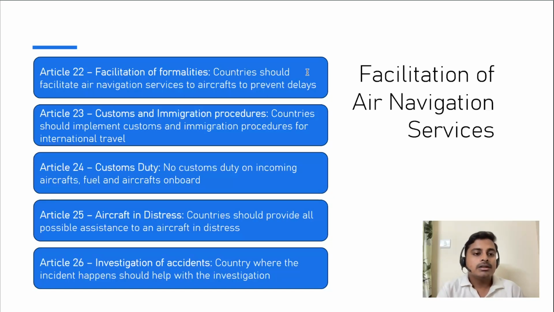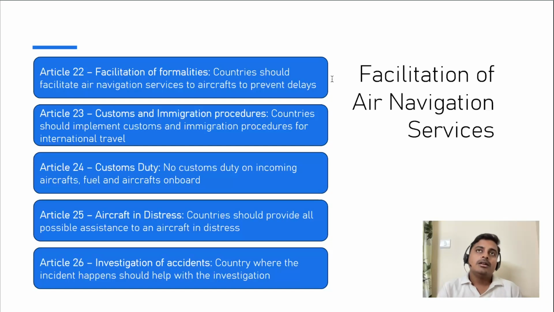Article 26, investigation of accidents. So when an aircraft meets with an accident, it is the responsibility of the country where the accident happened to start an investigation into the accident and also provide the reports to the country of registration of that particular aircraft. Right? If a crash happens in a country's territory, that country is responsible for starting the investigation. And investigations are required if the accident causes death, serious injury, or shows signs of a serious technical fault in the aircraft or navigation system.